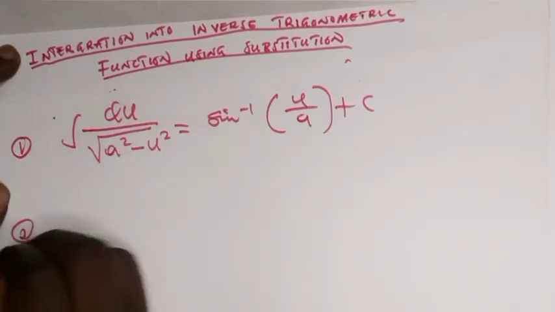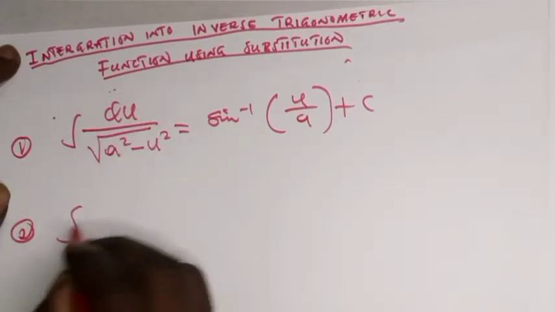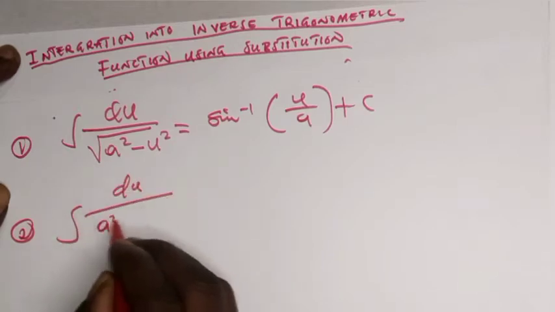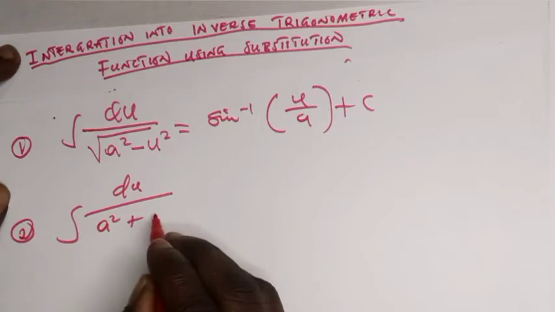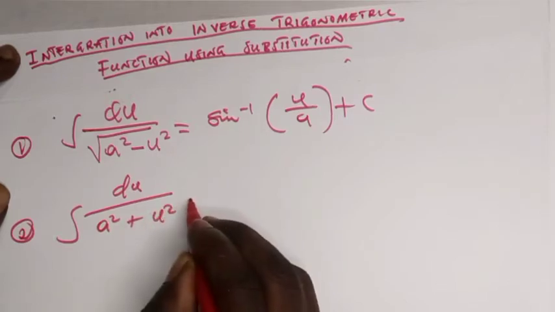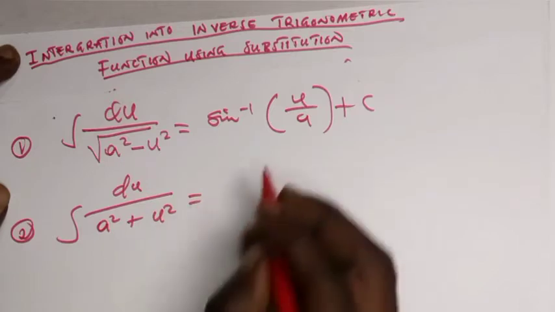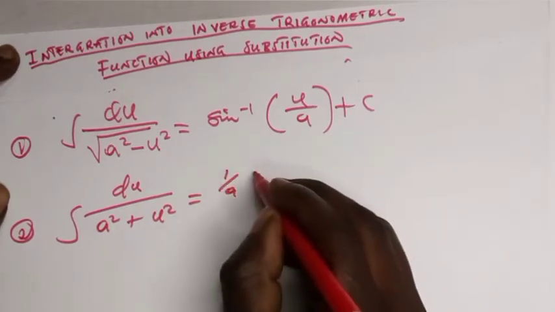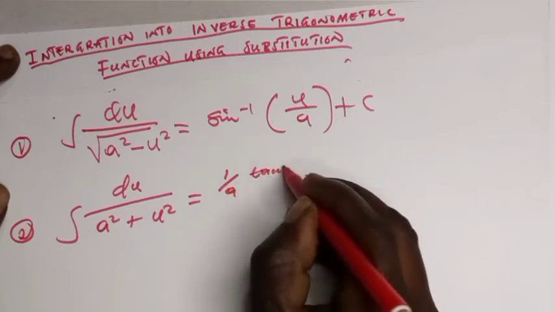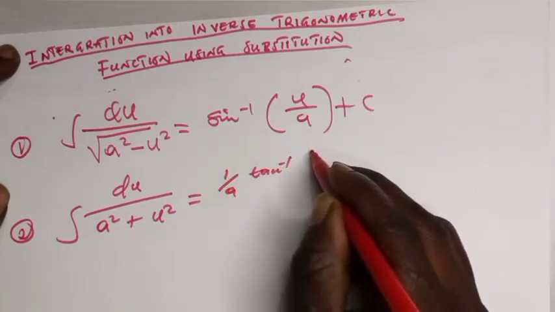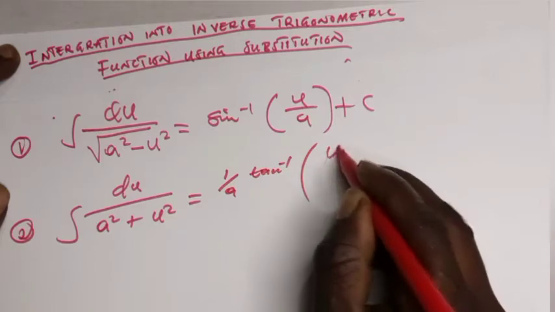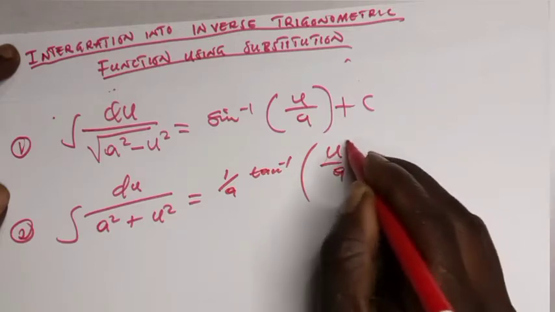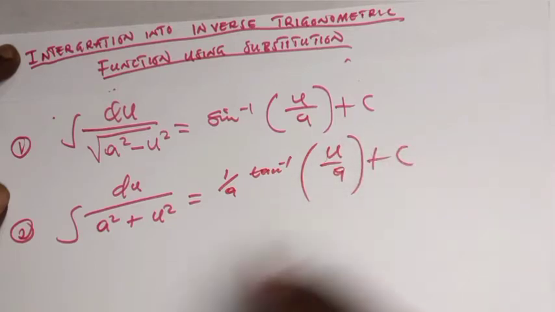Then for number two, if you have the integral of du over a squared plus u squared, this one must equal 1 over a tan inverse open bracket u over a close bracket plus c.